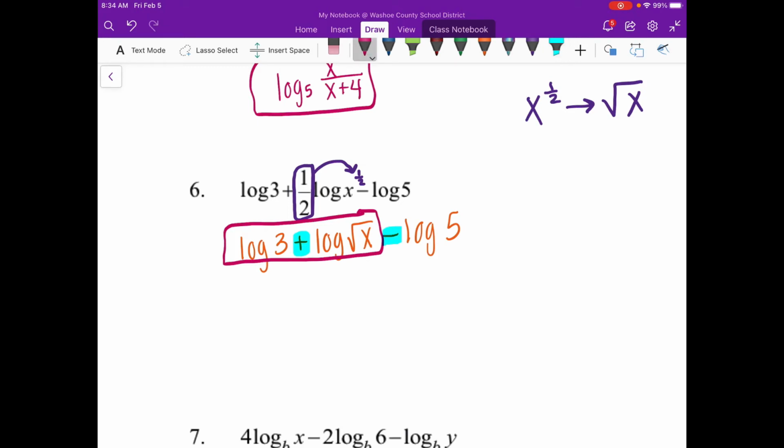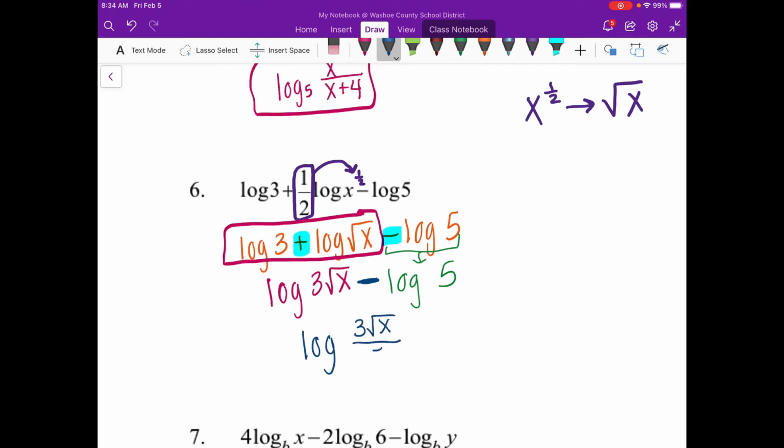Focusing on that plus, that means multiply. So this becomes log of 3 times the square root of x. Right, I'm just multiplying 3 times the square root of x. And then I'm going to bring this down now. Minus log of 5. So again, they have that same missing base or base 10, and I'm going to condense it into 1. This subtraction means that these terms are going to divide. So I have log. The first term is the numerator. The second term is the denominator. And I am done condensing.